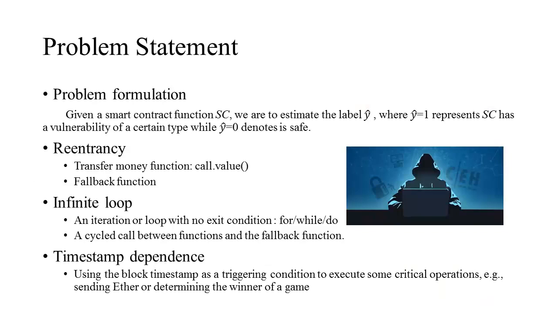The problem is simple. Given the source codes of a smart contract, we are to detect vulnerability at function level. That is, given a smart contract function, we are to estimate the label y, where y equals 1 means that the function has a vulnerability of a certain type, and y equals 0 means that the function has no such vulnerability. In this paper, we studied 3 types of vulnerabilities: reentrancy, infinite loop, and timestamp dependence vulnerabilities.